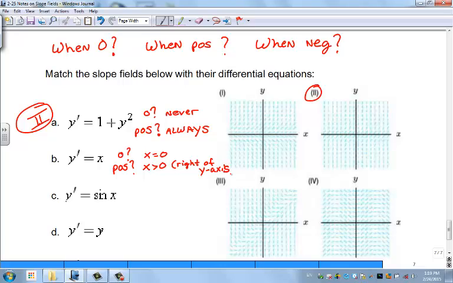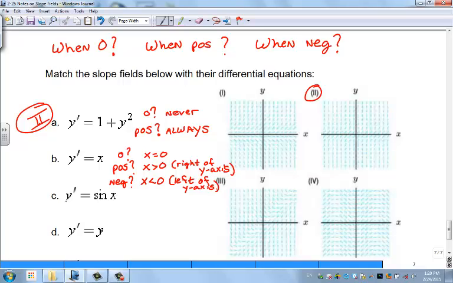And when is it negative? Well, it's going to be negative when x is less than 0. So it's going to be negative to the left of the y-axis. Well, that gives us a pretty good idea of what's going on.